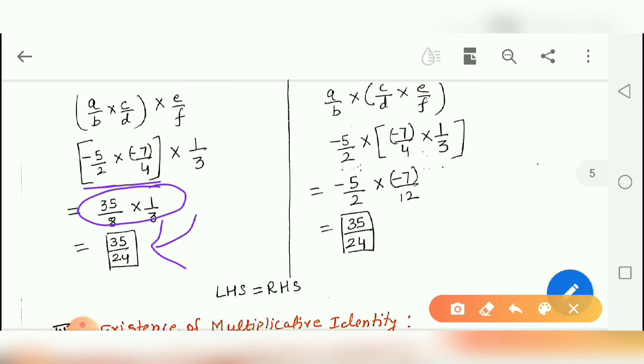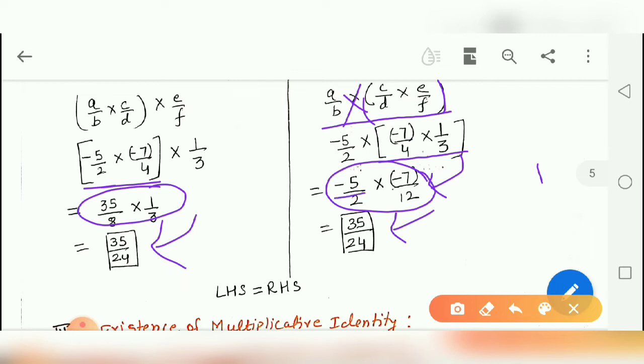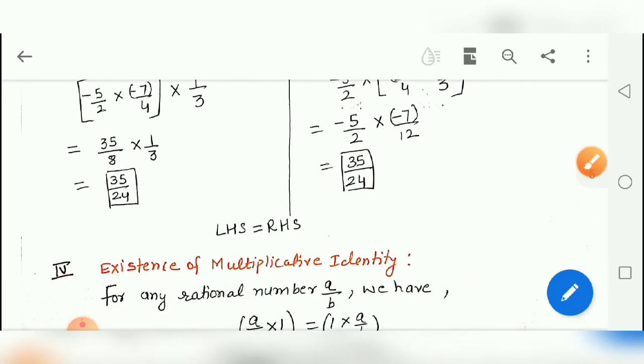Now let us see what happens on the right hand side. Here a upon b is multiplied by, in bracket, c upon d into e upon f. Now I'll solve this bracket first and get this step as the next step. Now if I multiply these two numbers, I'll get 35 upon 24 as the answer, as negative 5 multiplied by negative 7, the answer is 35, and 2 multiplied by 12, the answer is 24. So here also we can see the LHS is equal to RHS.